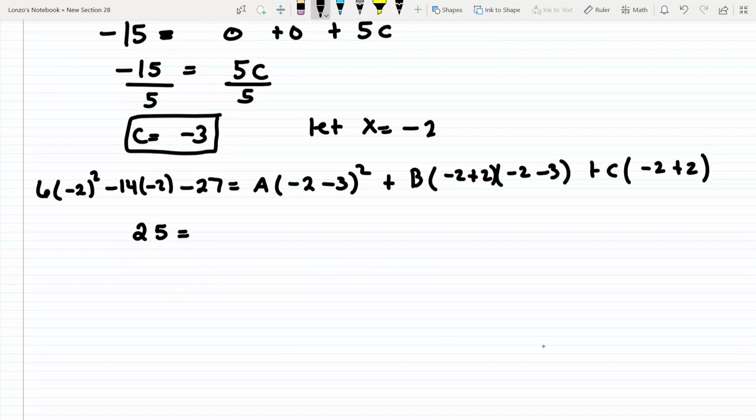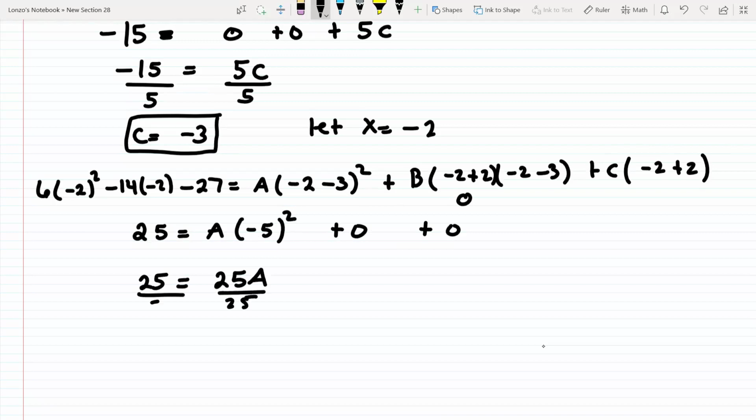Over here, this is going to be a times negative 2 minus 3, which is negative 5 squared. Over here, the negative 2 plus 2 becomes 0. 0 times anything is just 0. The same thing here. Negative 2 plus 2 is 0 times c, that's just 0 as well. Negative 5 squared is 25. A, and then over here you have 25. Solve for a by dividing both sides by 25, you get a equals 1.